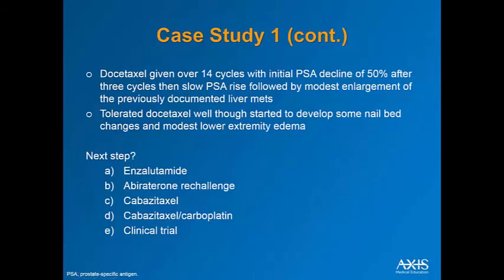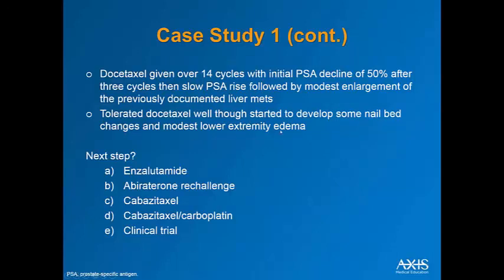So the patient gets docetaxel and uses the Q2 week regimen, gets 14 cycles, has initial PSA decline of 50%, does well, and then has this slow PSA rise followed by a modest enlargement of the previously documented liver mets. So now the PSA is going up. Now the liver mets are starting to get bigger. They tolerated the docetaxel pretty well. And what do you do now?